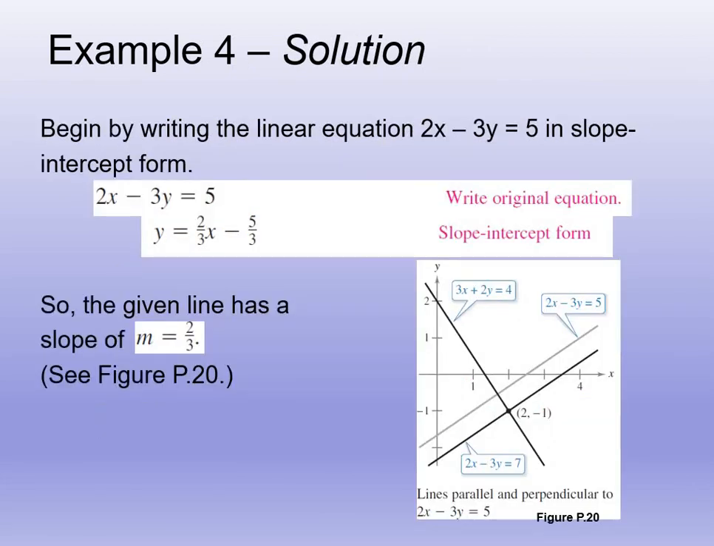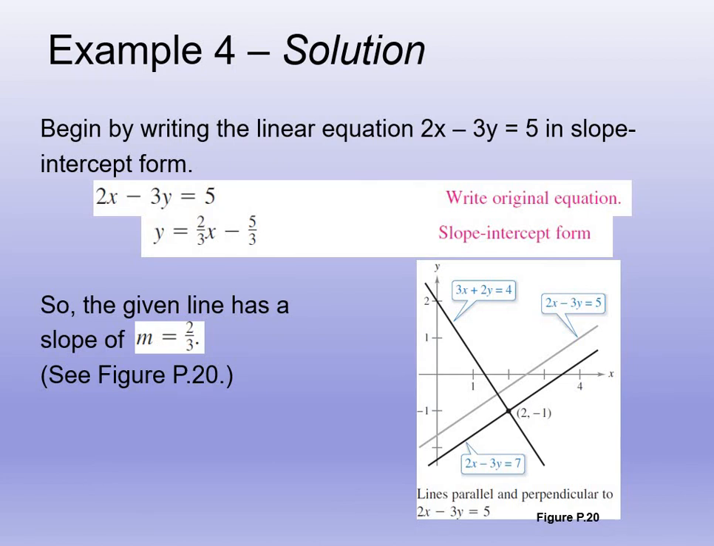The original line is the blue line, 2x minus 3y equals 5. Then we can see the parallel line there is 2x minus 3y equals 7. That's the first one we calculated. And the reason we're leaving it in that form instead of saying y equals is because the problem asked us to keep it in standard form.